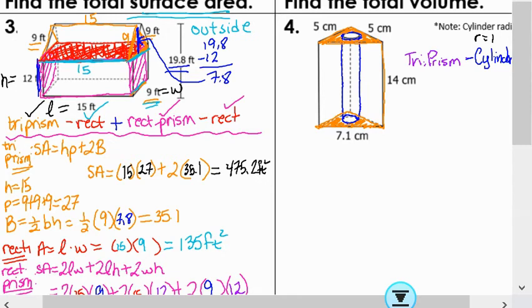Okay, so volume of a triangular prism, let's start working on that first. I'm going to label it again so that we can tell what our work is if we need to go back and look at it. Volume is just area of the base times height. The height of the prism is easy, we can see it right there, it's given to us, it's 14. But we need the area of the base, and that base is a triangle.